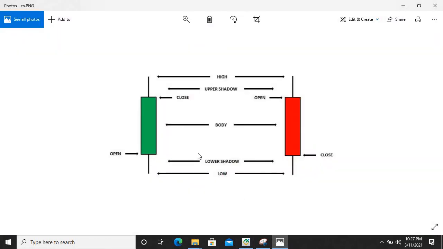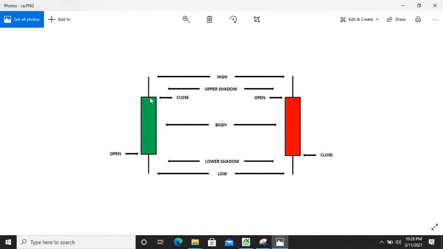Okay, this is a bullish candlestick. It's normally green in color. It represents the buyers in the market. It opens here and closes here. This part is called the lower shadow. This part is called the upper shadow. This is the lower shadow. This is the upper shadow.